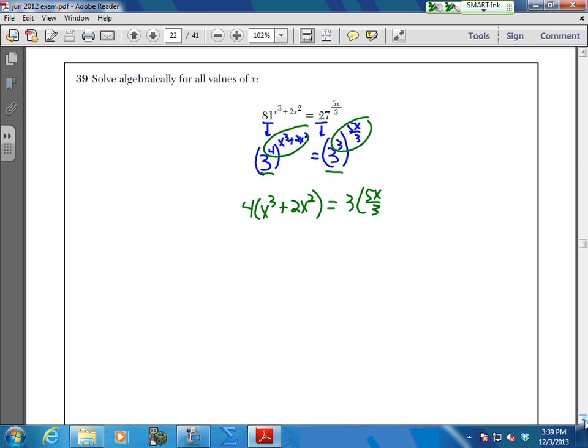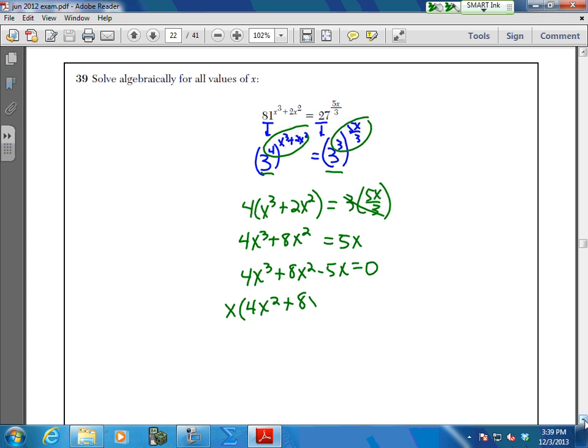This 3, I'm going to distribute, distribute this 4, and we have a nice equation. Because this is a quadratic, get everything to one side. Not a quadratic, it's a polynomial. Get everything to one side and put it in descending order. And we're going to factor this. The greatest common factor here is just x. So let's take out the x.